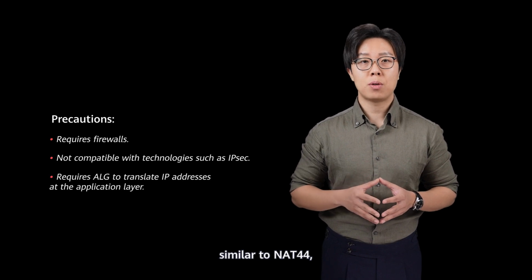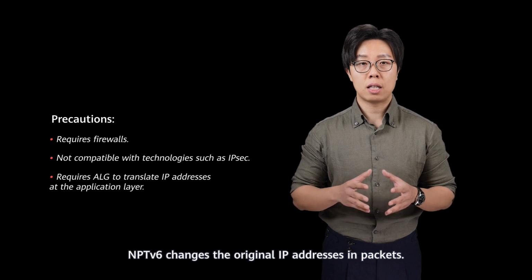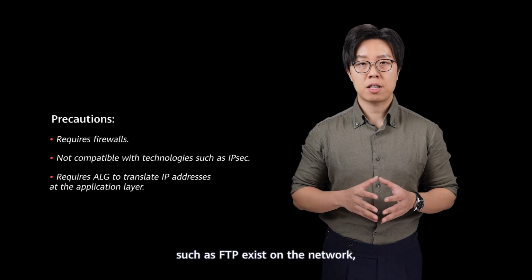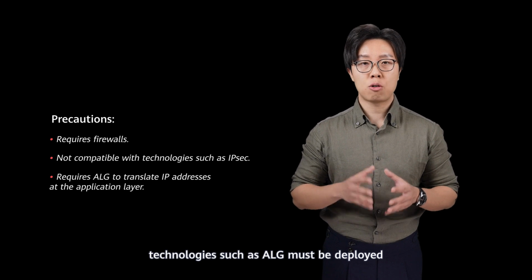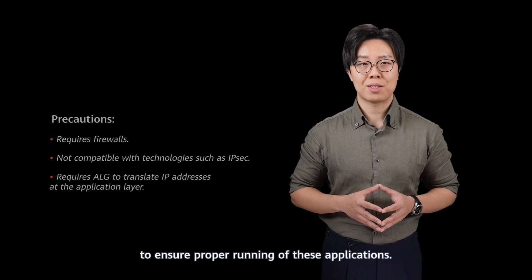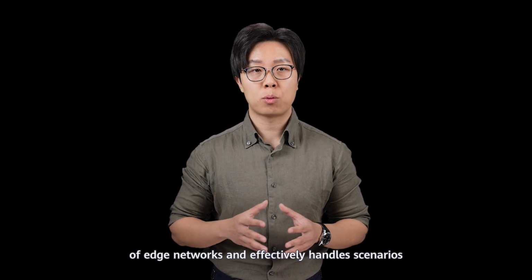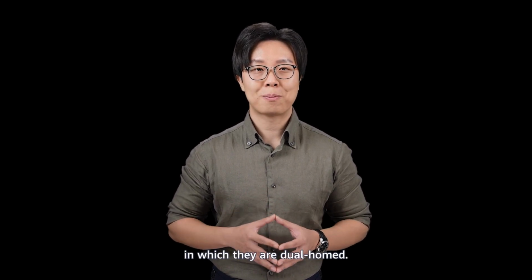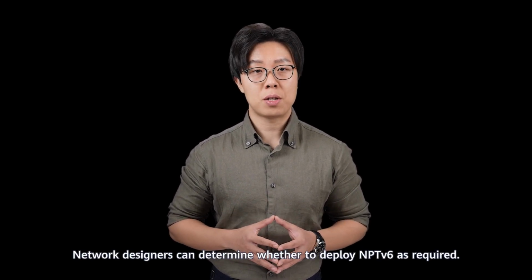Third, similar to NAT44, NPTv6 changes the original IP address in packets. If IP address-aware applications such as FTP exist on the network, technologies such as ALG must be deployed to ensure proper running of these applications. This technology ensures independency of edge networks and effectively handles scenarios in which they are dual-homed. Network designers can determine whether to deploy NPTv6 as required.